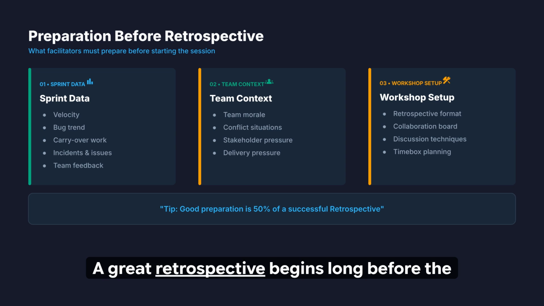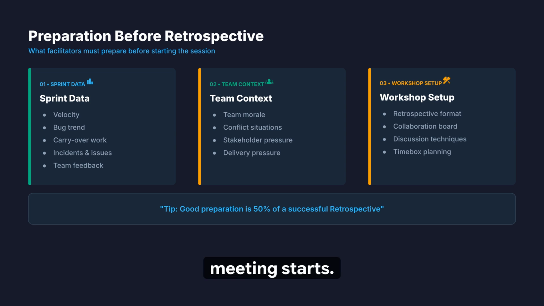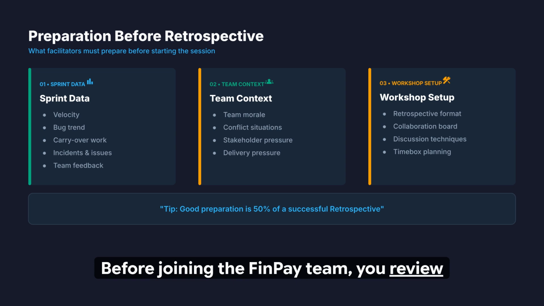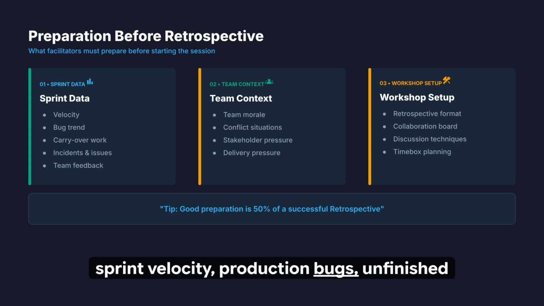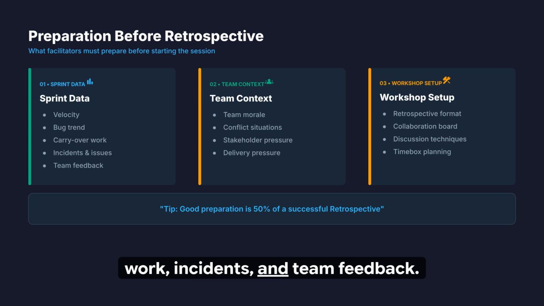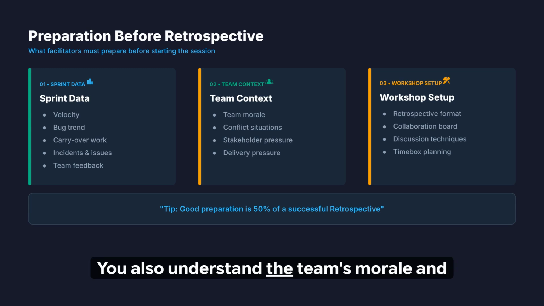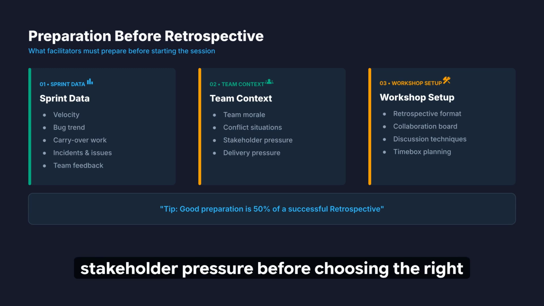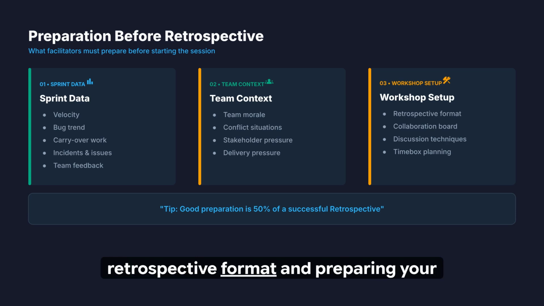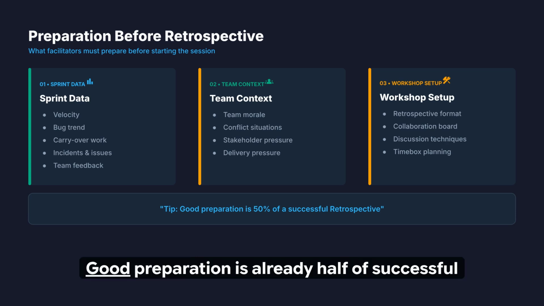A great retrospective begins long before the meeting starts. Before joining the FinPay team, you review sprint velocity, production bugs, unfinished work, incidents, and team feedback. You also understand the team's morale and stakeholder pressure before choosing the right retrospective format and preparing your collaboration board. Good preparation is already half of successful facilitation.